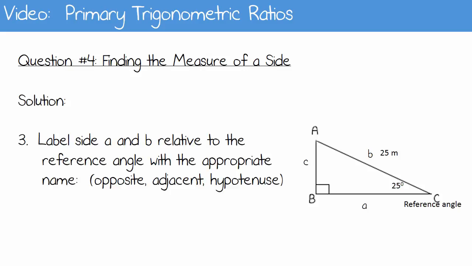Label side a and b relative to the reference angle using the appropriate name. You will choose from opposite, meaning across from, adjacent meaning beside, and the hypotenuse meaning across from the right angle. Across from the right angle is side b, the hypotenuse, and beside the reference angle, 25 degrees, is the adjacent side.